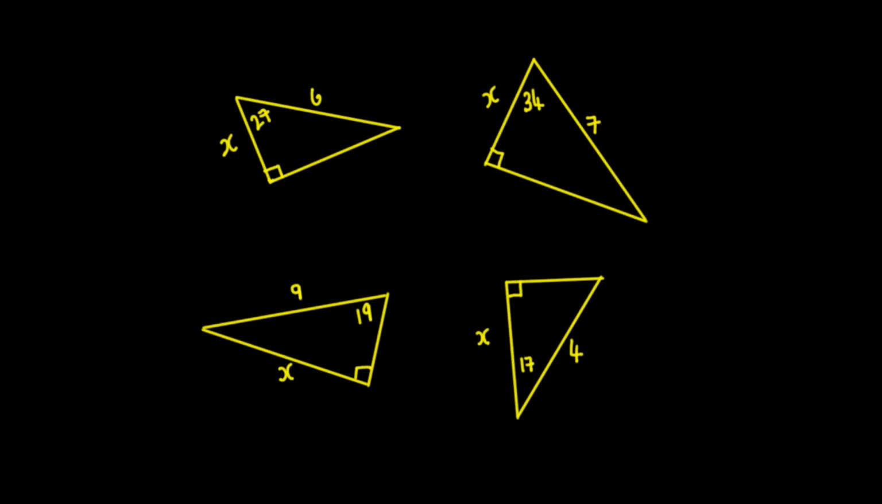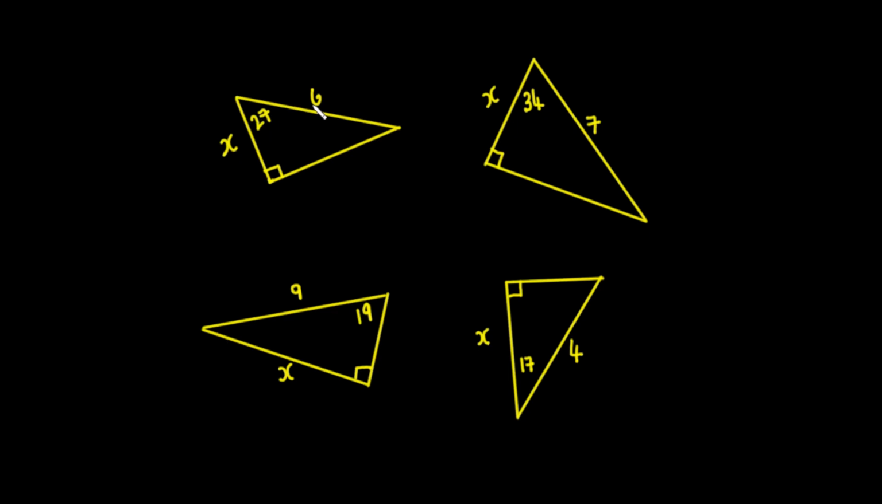Let's look at these 4 examples here. In the first example, we have a right angle triangle. The length that is opposite the right angle is always the hypotenuse, and it is of length 6. The given angle is 27 degrees, and we're looking to find the length x. Now, the length x is adjacent to this angle. This other length here, you can see, is opposite the angle. So we have the adjacent and the hypotenuse.